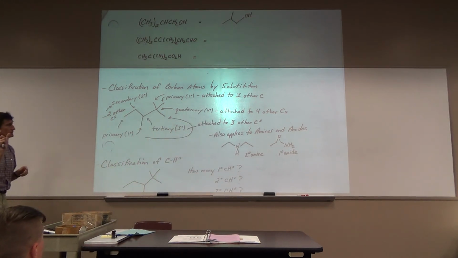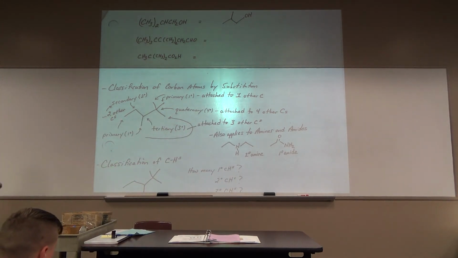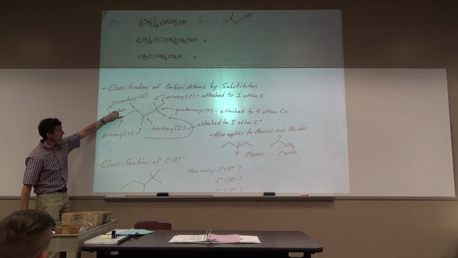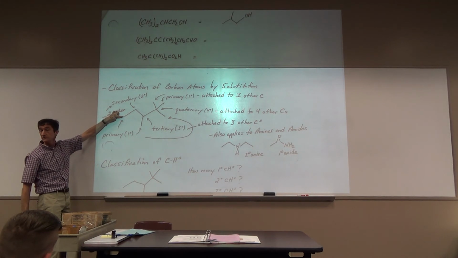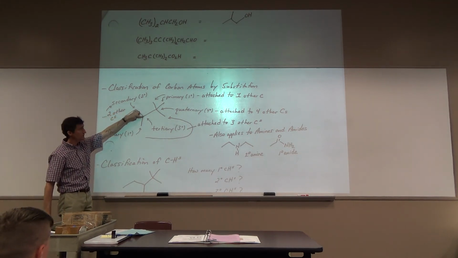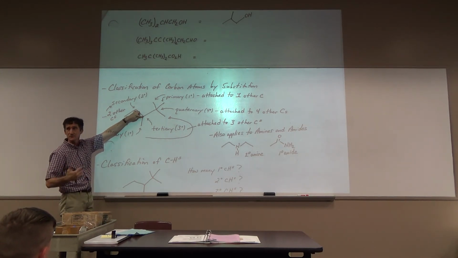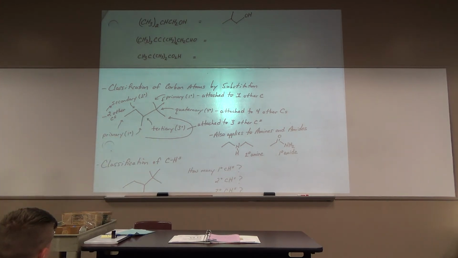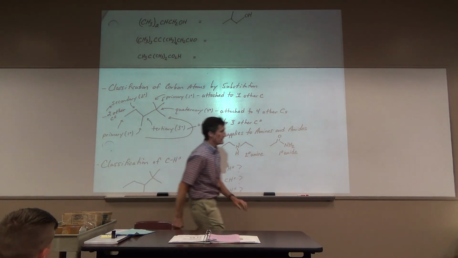Now, we can also classify the H's that are bonded to these carbons. The H's on a primary carbon are going to be called primary hydrogens. H's on a tertiary carbon are going to be called tertiary, like a tertiary CH. Of course, a quaternary carbon doesn't have any H's, so there's no such thing as a quaternary CH. So that's the classification of H's.